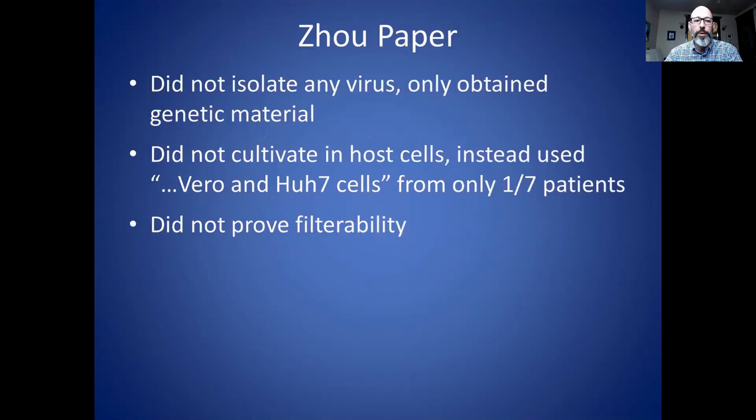So the Zhao paper, they didn't isolate any virus. Once again, they obtained genetic material as described in the previous procedure. Number 2, they did not cultivate in host cells. They used, once again, Vero cells and this other HUH7 cells, but they only did this in 1 out of the 7 patients. And they did not prove filterability.